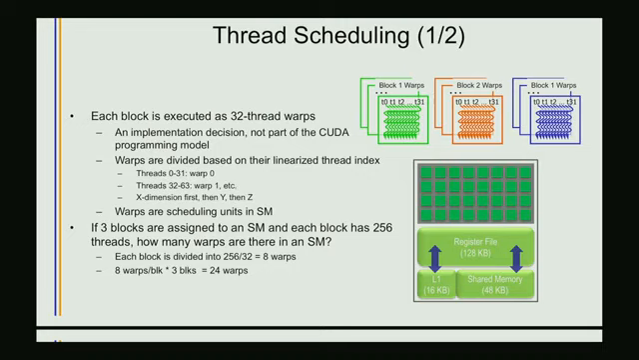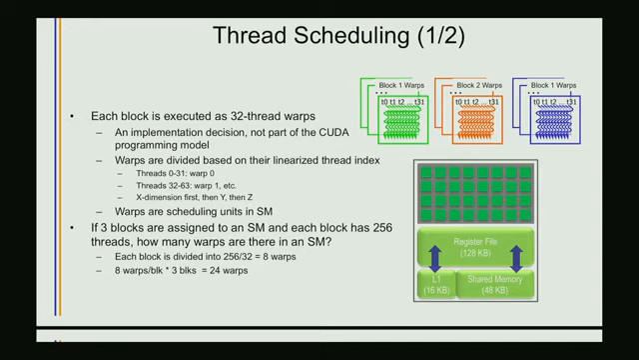If we have 3 blocks, and each block has 256 threads, how many warps are there? 256 threads divided by 32, so each block has 8 warps. And because there are 8 warps in each block, there are 24 warps altogether.